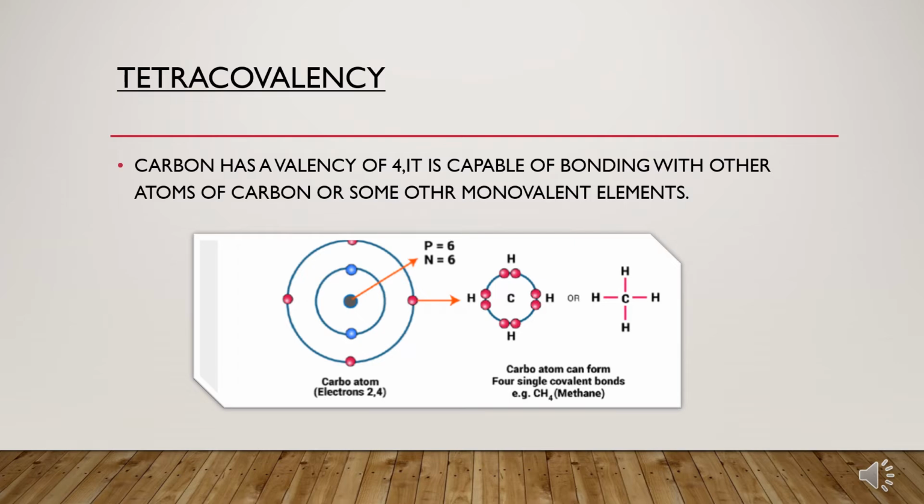Compounds of carbon are formed with oxygen, hydrogen, nitrogen, sulfur, chlorine and many other elements, giving rise to compounds with specific properties which depend on the elements other than carbon present in the molecule.